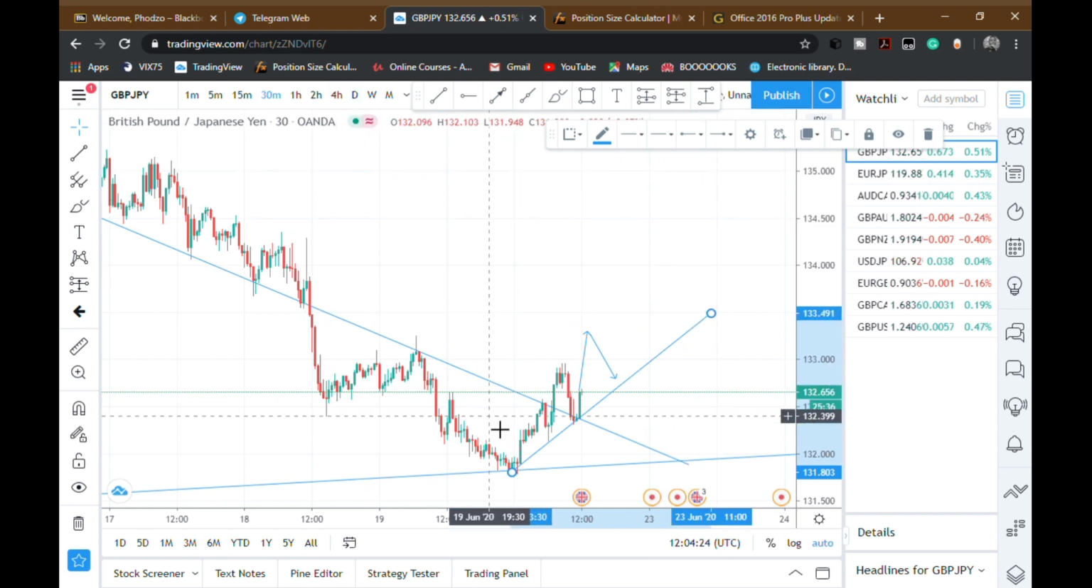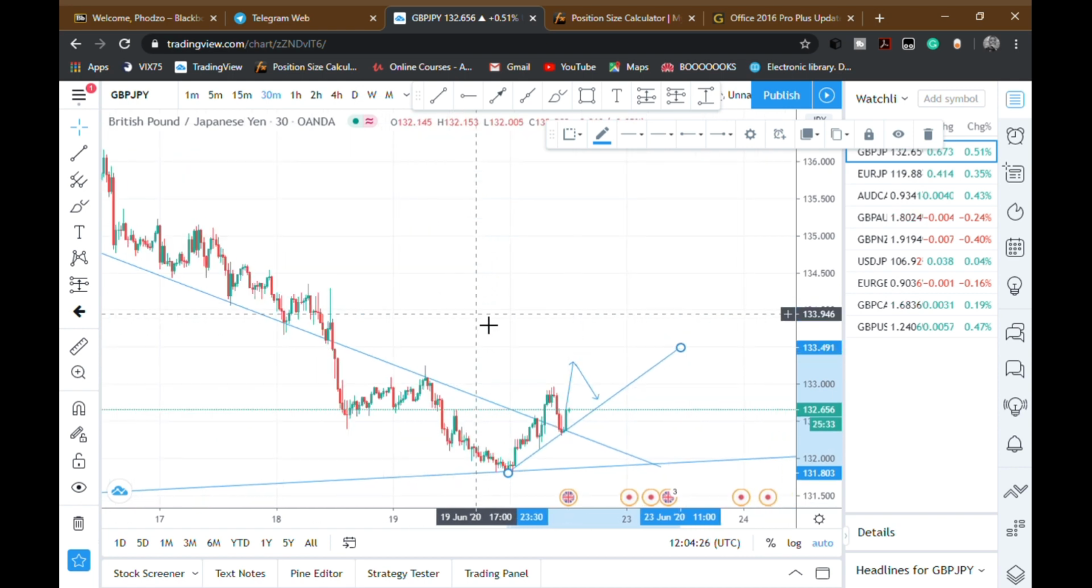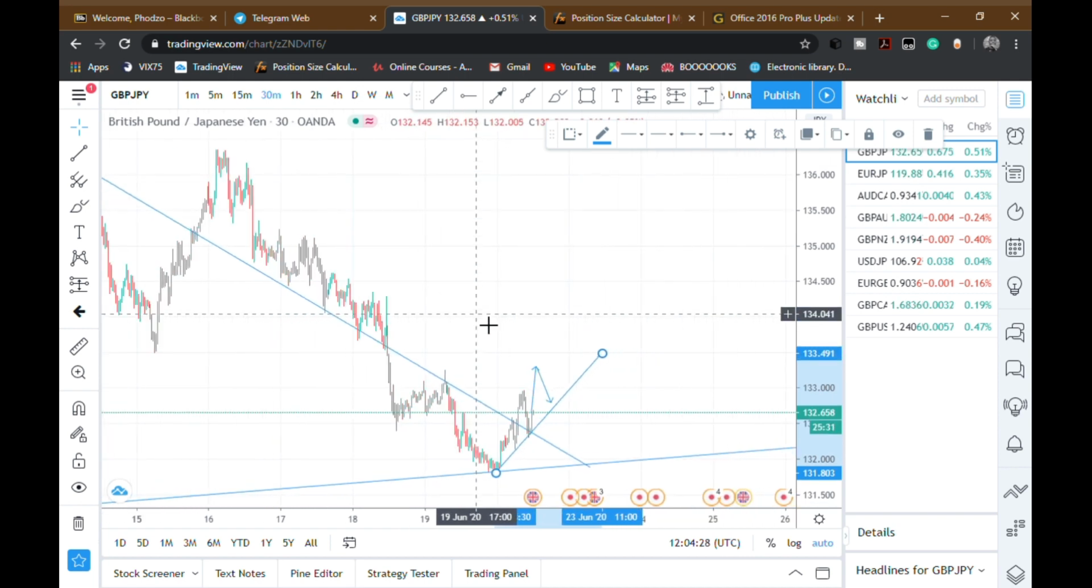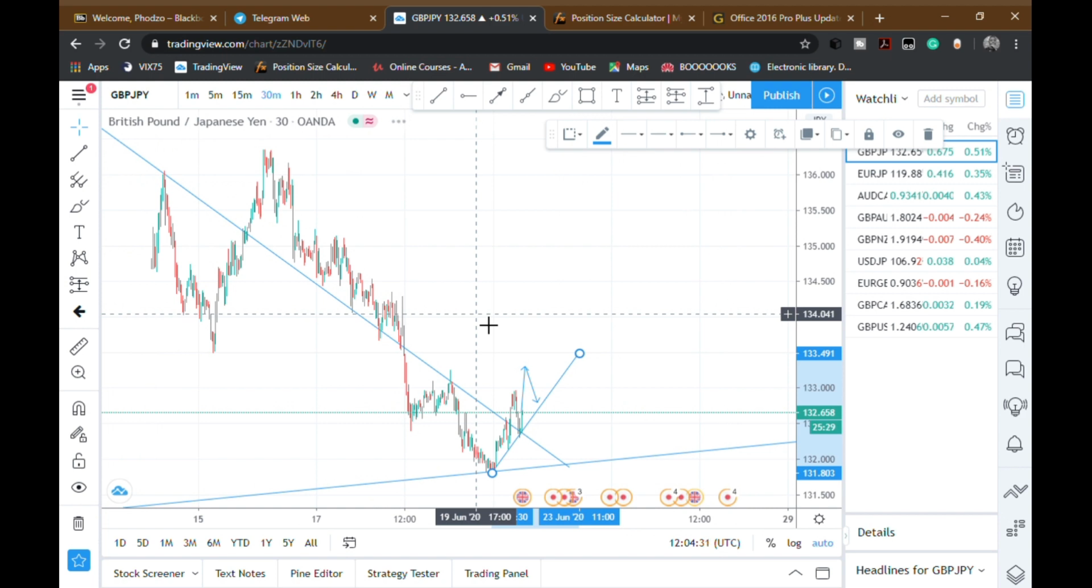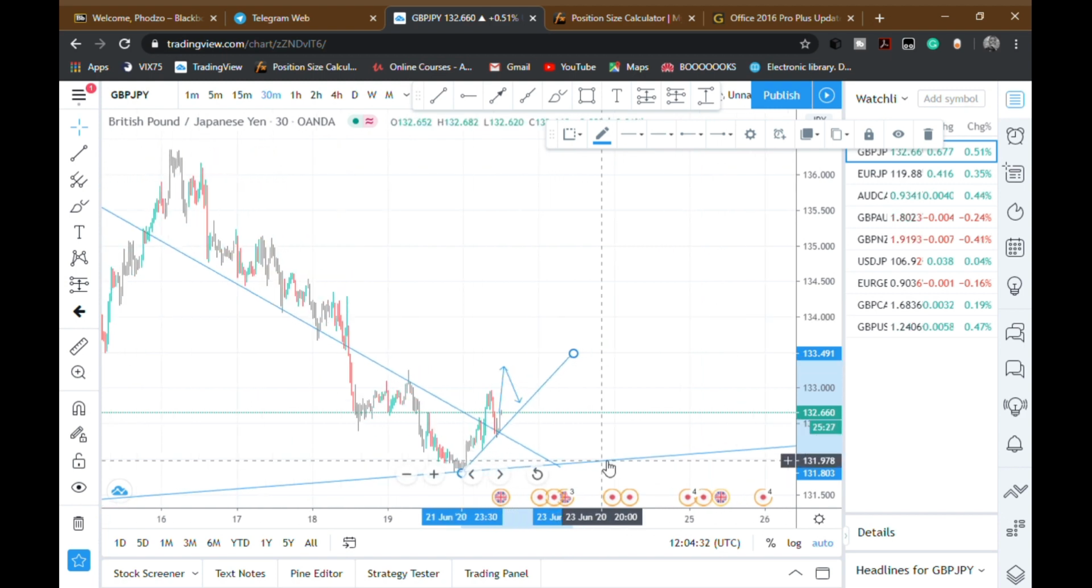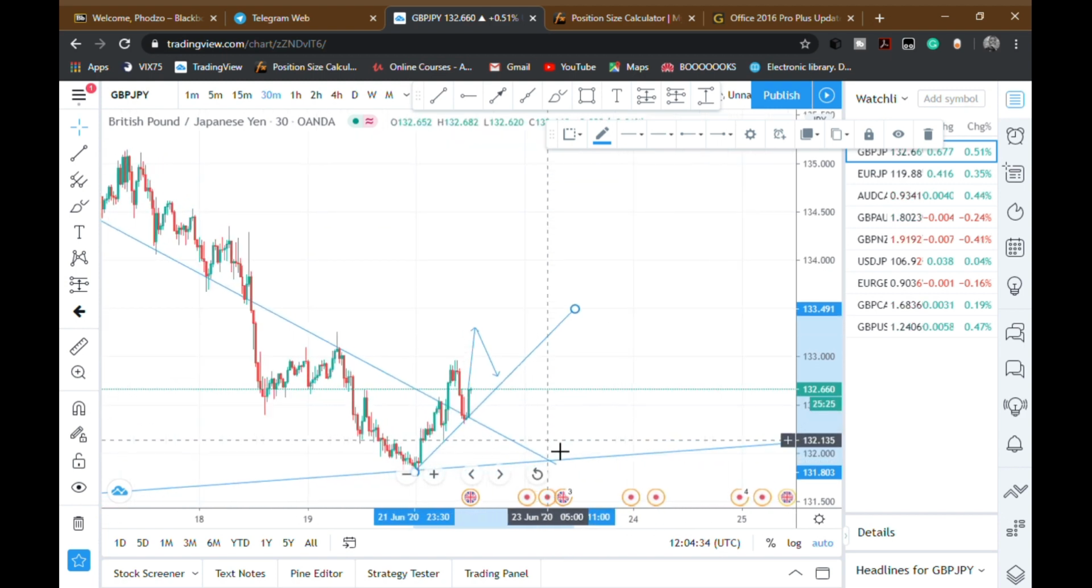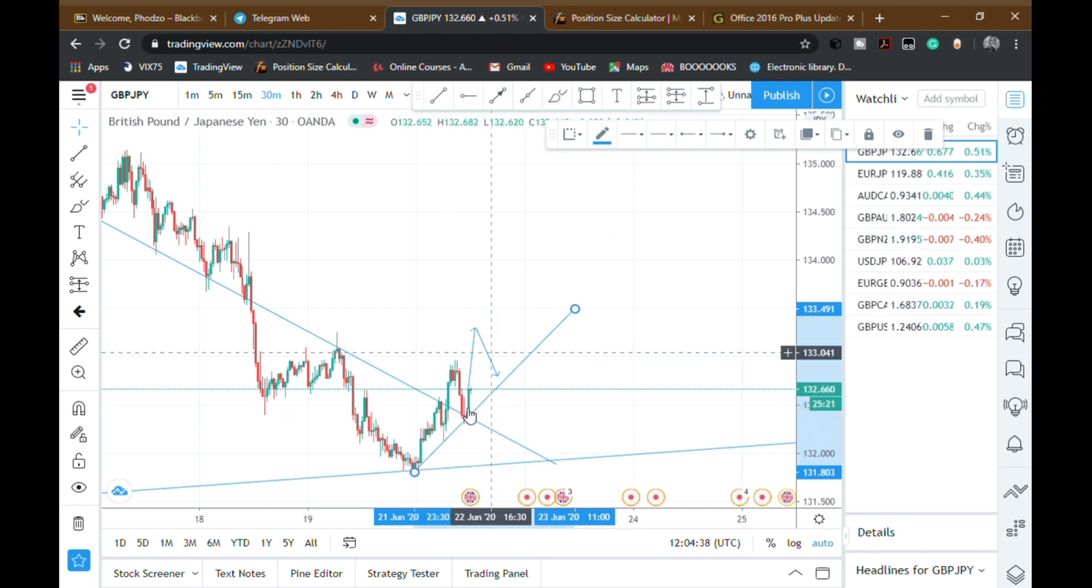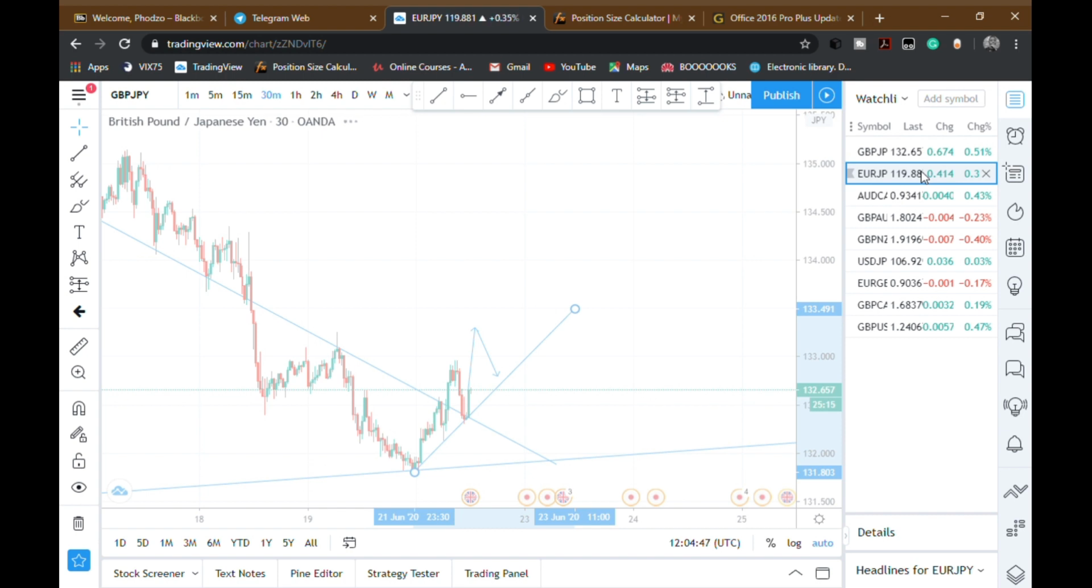So for now, on GBP JPY, I'm going to be chilled. Some people could say this was the break and the retest, but I want something more clear. I don't just want to jump in. So let's go to Euro JPY.